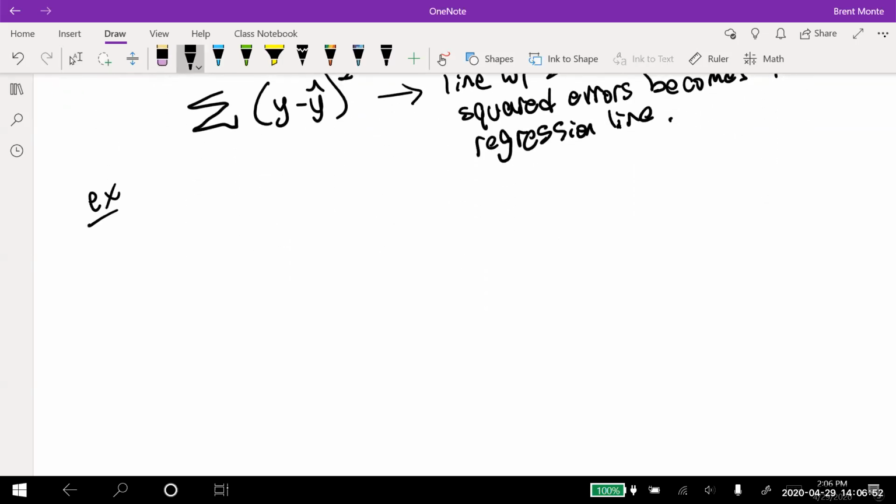Here's another example. Say I've got a bunch of points. And again, if I draw a line through there, this time it's going down, it might look something like this. But say I had another point way over here. Well, that point isn't close to the other dots. This is what we would call an outlier.